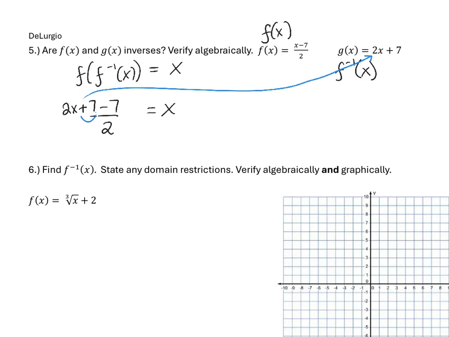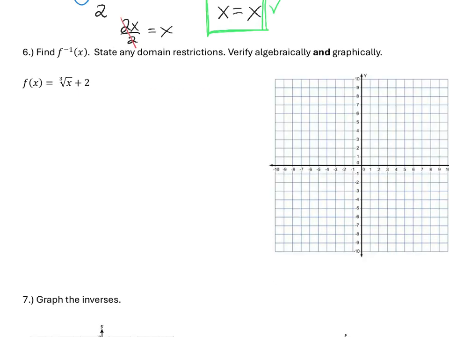Then from here, we just start to simplify. So negative 7 plus 7 gives us 0. Then we have 2x over 2. And then we can simplify and say that x equals x. When we do all that simplification, we get that the function and its inverse are indeed inverses because it simplifies to x. It asks us to find the inverse, state any domain restrictions, and then verify both algebraically and graphically.